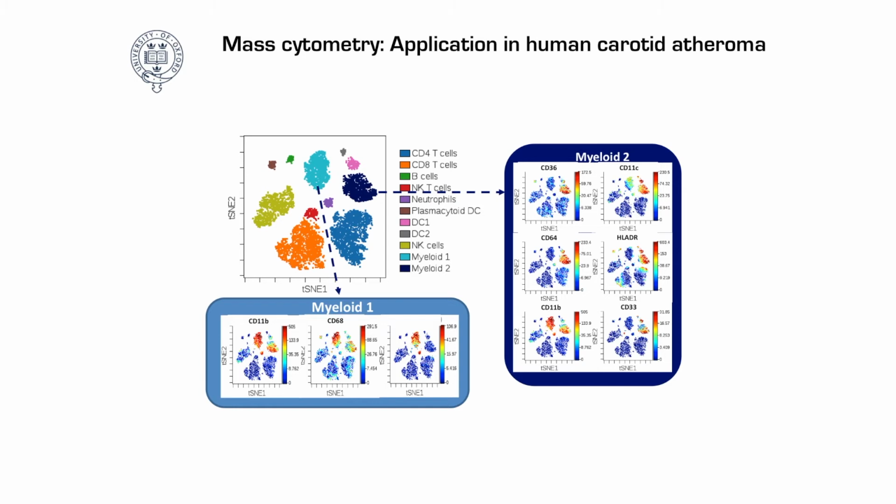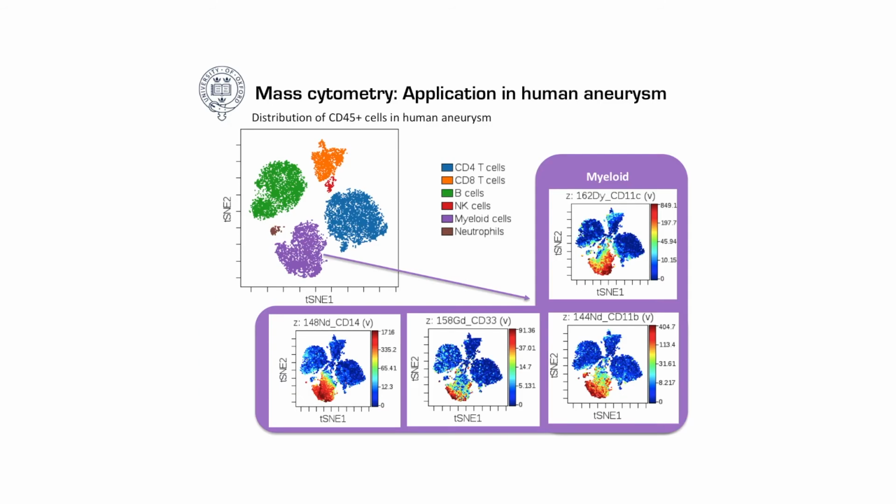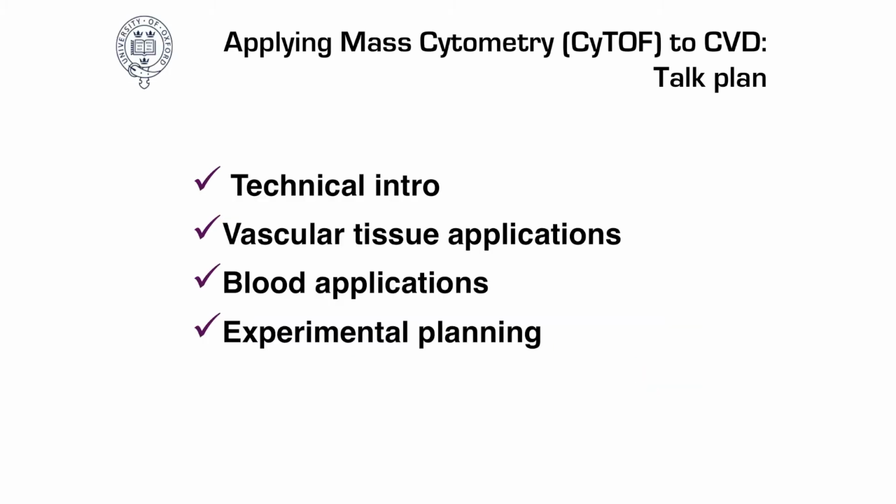So this is again an important marker we carried from the mouse to the human, developing this cellular hypothesis on these cells. And similarly, we can apply this to human aneurysm tissue, and here again you can identify your myeloid cells and CD4 cells and quite a lot of inflammatory cells which are present in these tissues. However, I focused a lot on vascular tissue, but in reality CyTOF is born to analyze blood.